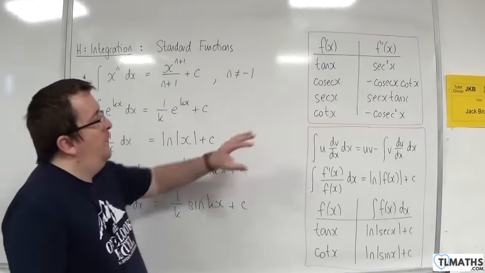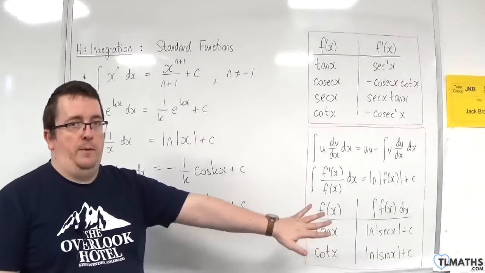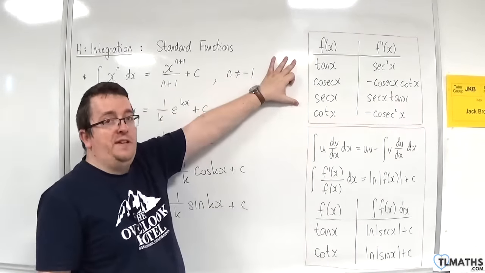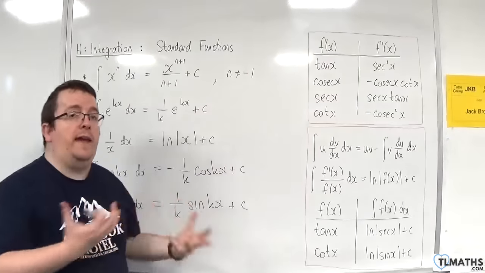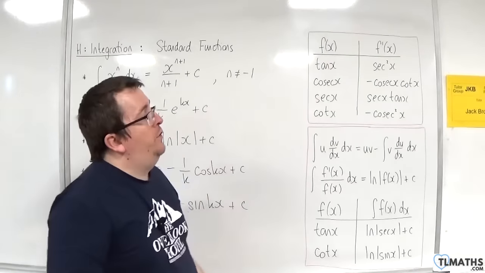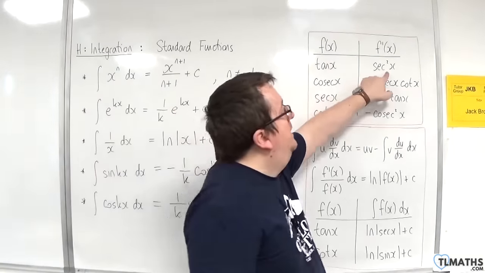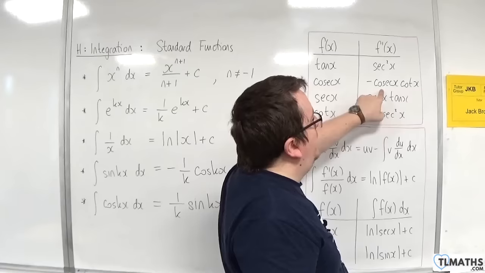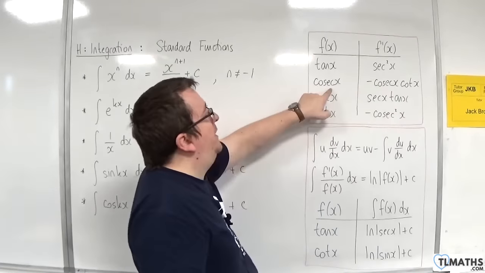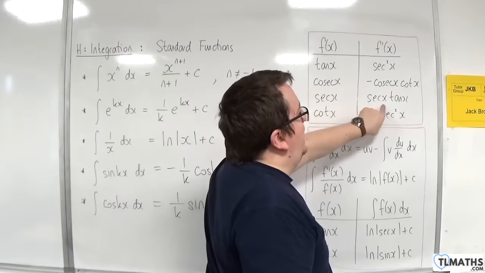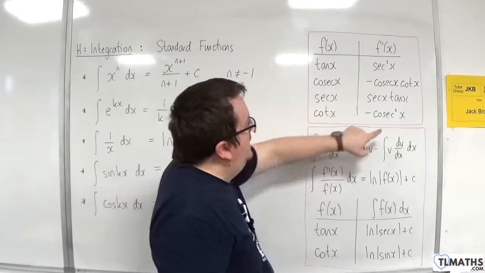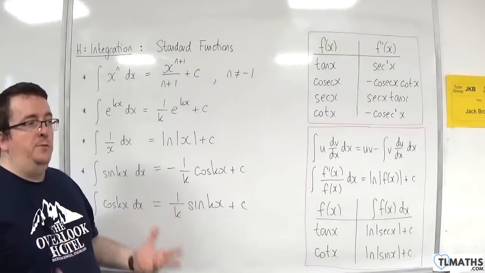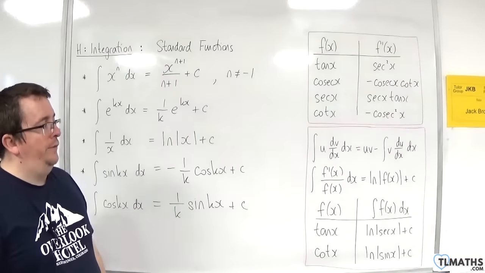Now, over here, this is what's in the formula booklet. I've included this here, although this comes under differentiation, because you can work it in reverse. If you've got the integral of sec squared, then you know that's got to be tan x. The integral of minus cosec x cot x is cosec x. The integral of sec x tan x is sec x. And the integral of minus cosec squared x is cot x. They're there to be used, should that question arise.